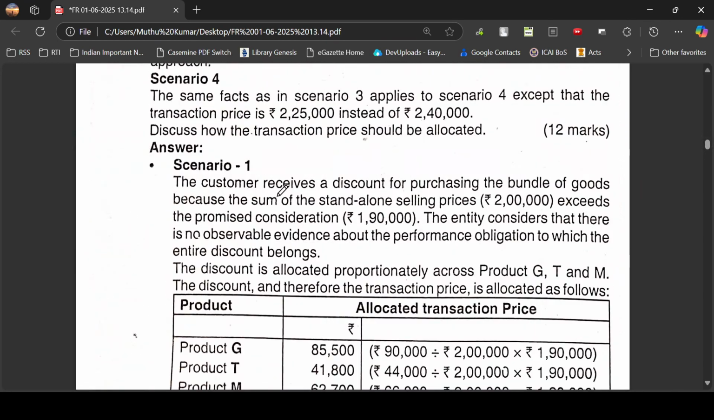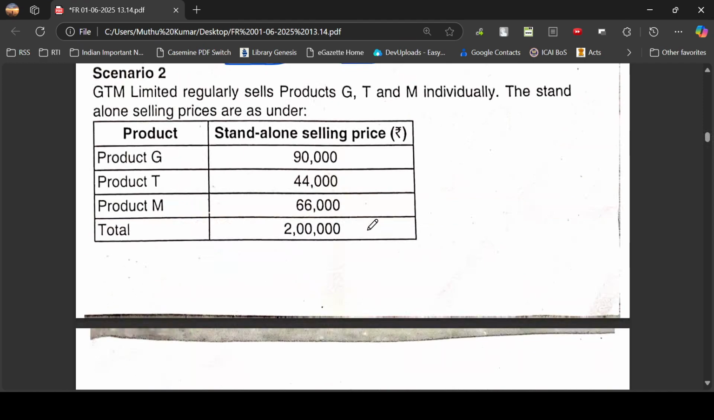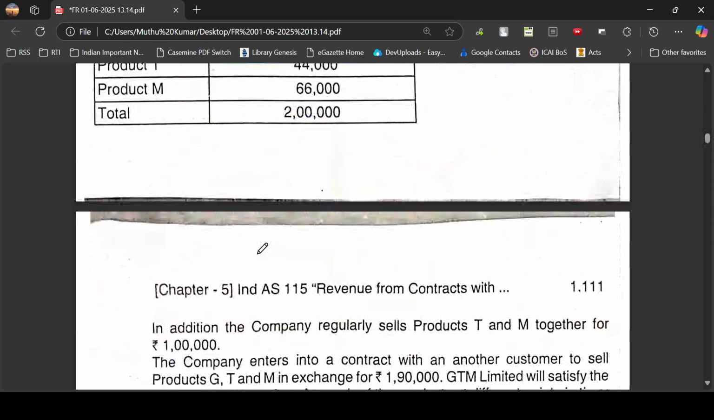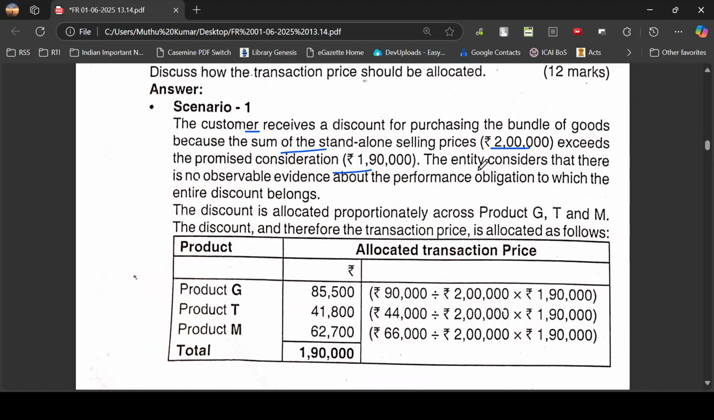Scenario 1. The customer receives a discount for purchasing the bundle of goods, as the total standalone selling price is rupees 2 lakhs and exceeds the promised consideration of 1 lakh 90,000. The entity considers that there is no observable evidence about which performance obligation the discount belongs to, so the discount is allocated proportionally to G, T, and M.